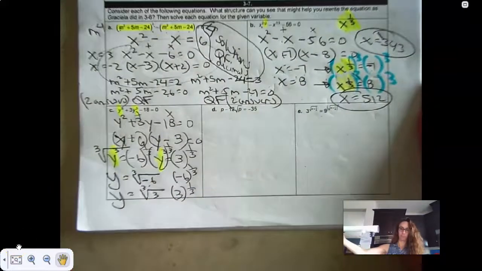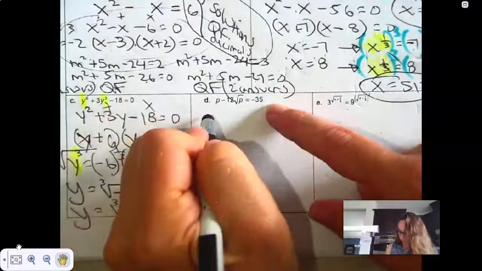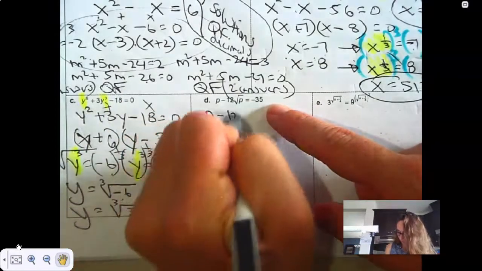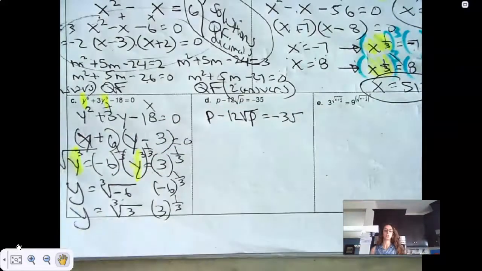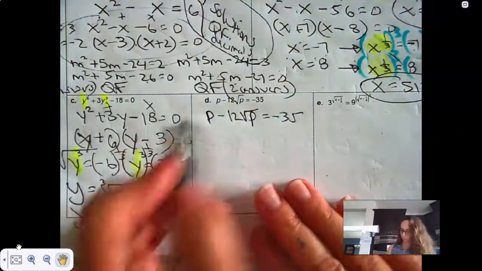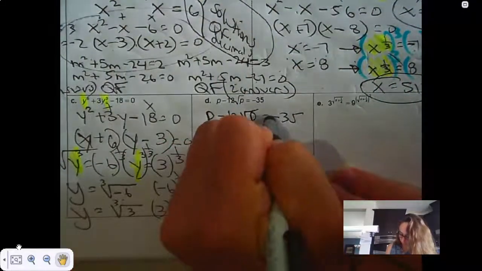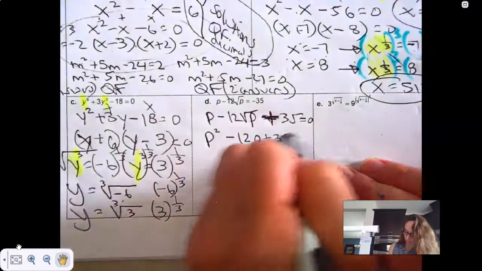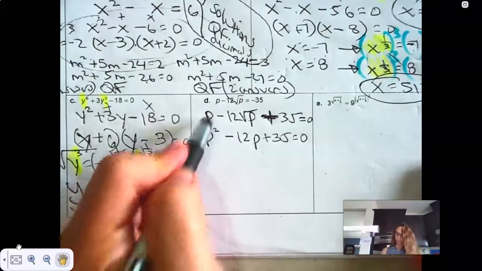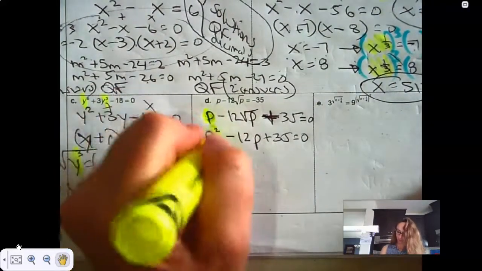So we finished off. Let's go to the next one. Set it equal to 0 because we know we're going to lead that way. Now, I actually feel more comfortable if it was p squared minus 12p plus 35 equals 0. So what I'm doing now is instead of making x, I'm making x squared.